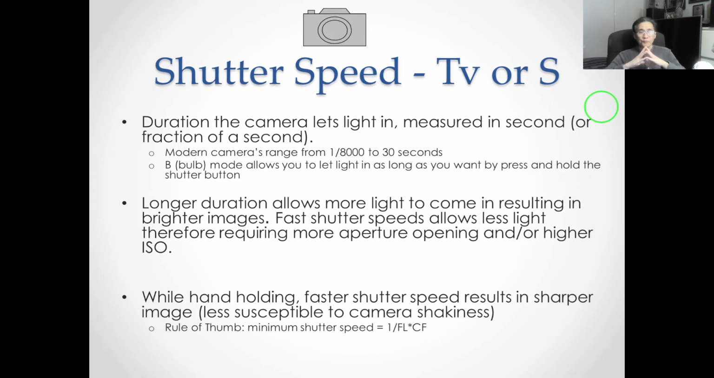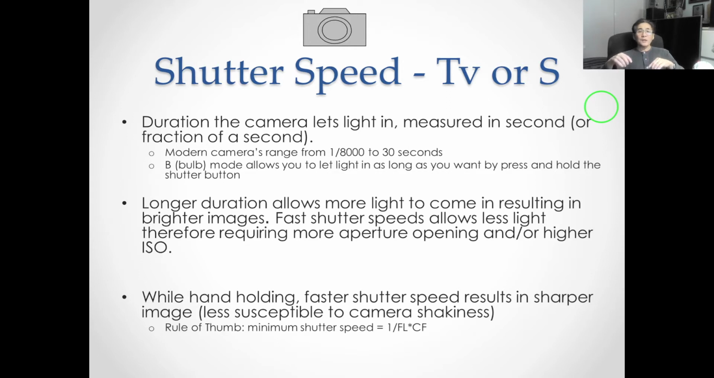All right. So the last bullet is kind of important when you're hand holding. When you're hand holding, you tend to shake a little bit. Everybody shakes, right? I shake a lot, but most people shake. And the most common rule of thumb is, in order to make sure that the picture is not blurred due to hand shaking, you set the minimum safe shutter speed to 1 over the focal length. That's only applicable to 35mm film or full frame digital cameras.